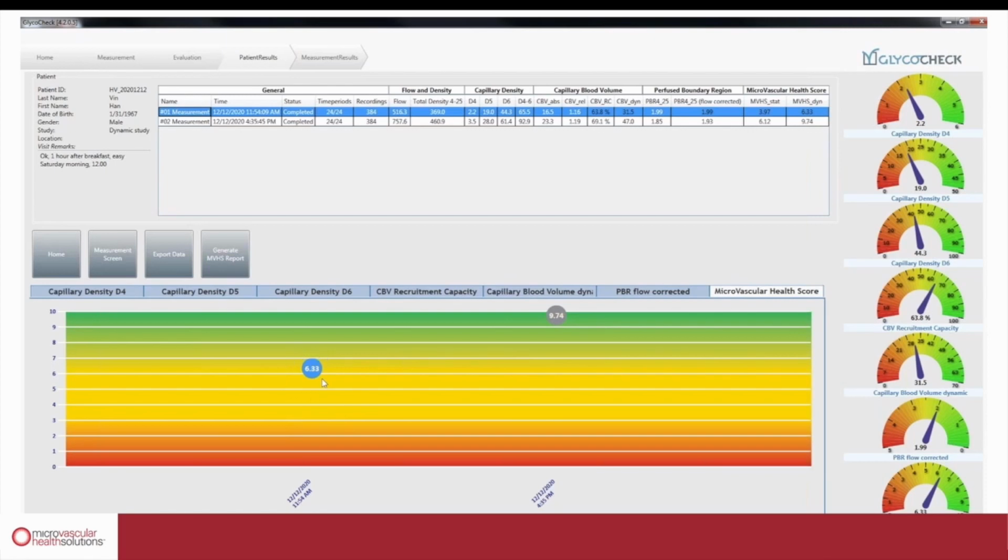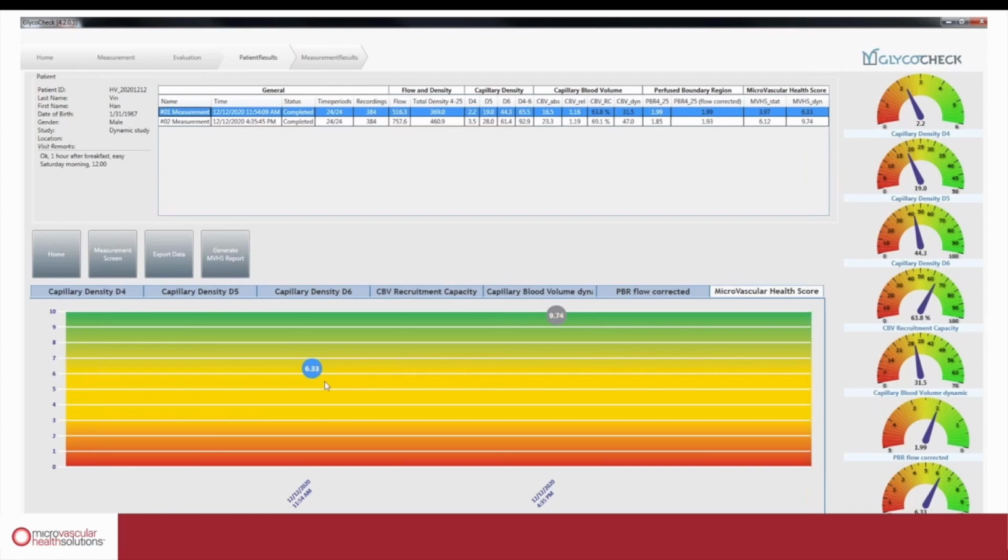So the first score was a 6.3, which is in the mid-normal range. The MicroVascular Health Score generally ranges between 0 and 10, and normal healthy values are typically between, let's say, a 3 and an 8. And this measurement was done in the morning shortly after a big breakfast.